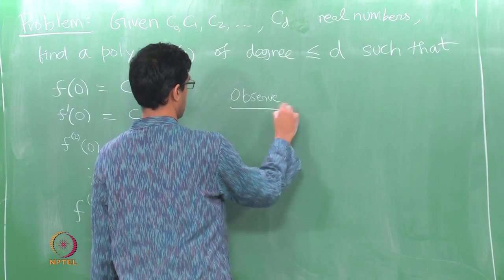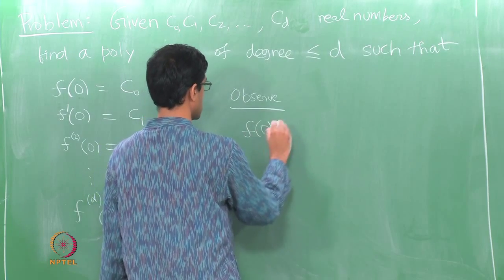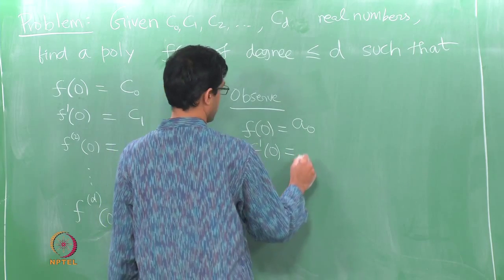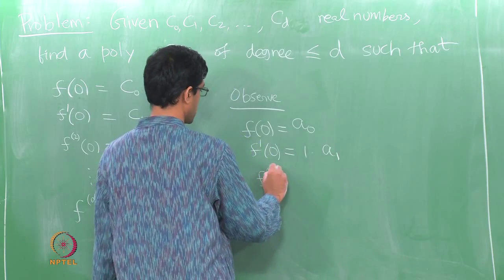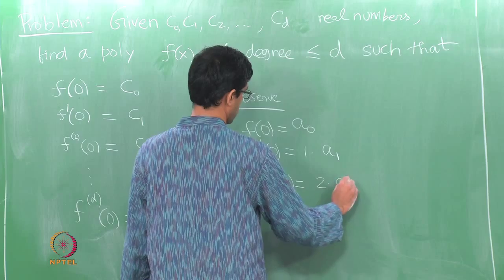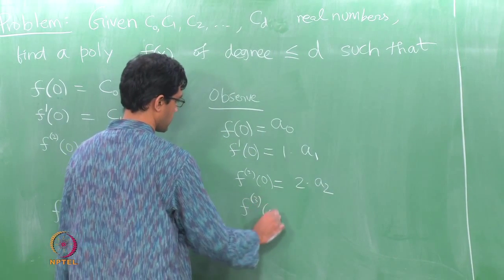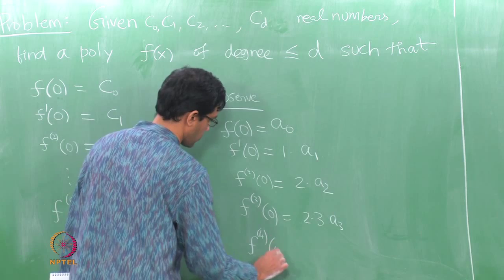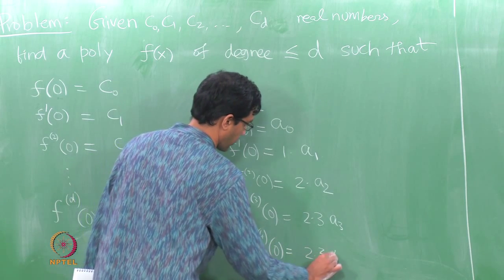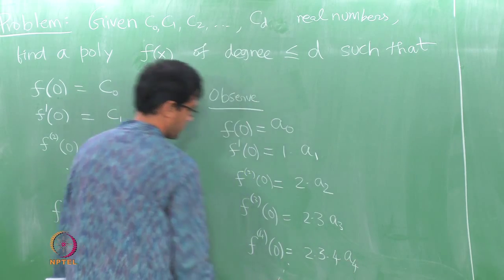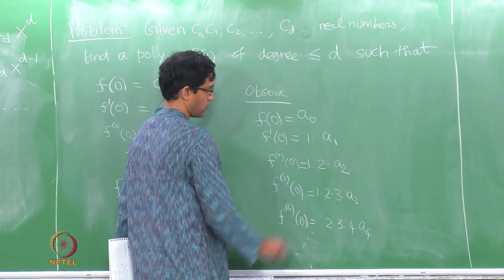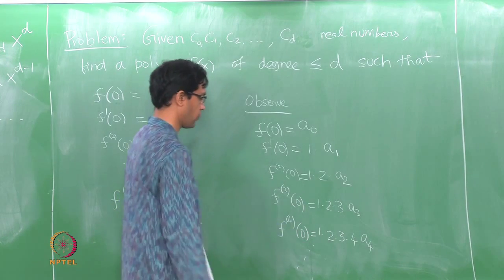So this is quite straightforward from what we are doing: f of 0 is just a0, the derivative at 0 is just 1 times a1, the second derivative at 0 is just 2 times a2, the third derivative at 0 is 2 into 3a3. Let's write one more: the fourth derivative at 0 would just be 2 into 3 into 4 a4, and so on. In order to make this a little more symmetric, let us throw in a 1 everywhere: it is 1 into 2, 1 into 2 into 3, 1 into 2 into 3 into 4, and so on.